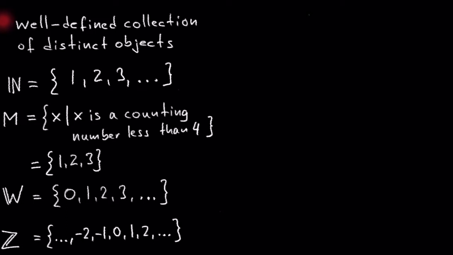A set is a well-defined collection of distinct objects, also called the set's elements. Well, what? Well-defined. That means that there is a rule that enables us to determine whether a given object is an element of the set. In other words, it has to be clear if an element is either in a set or not.